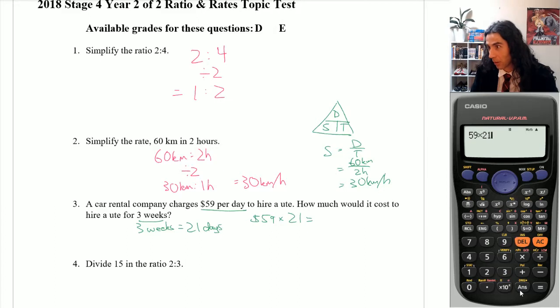Wow. Whoa. I got that way wrong? No, I got it right. I just typed it in the calculator wrong. Whew. I was embarrassed there for a bit. 1,239.